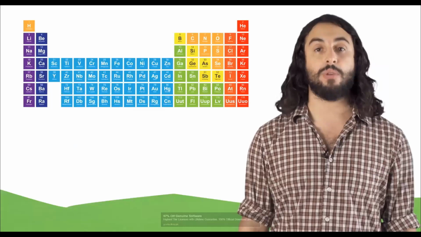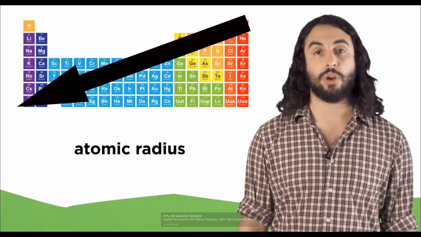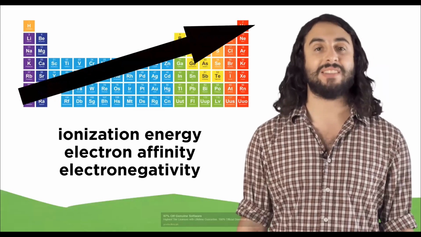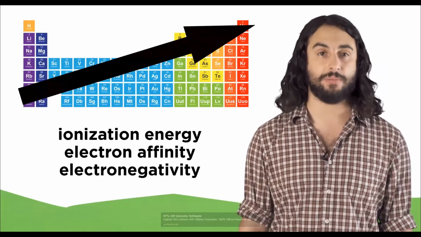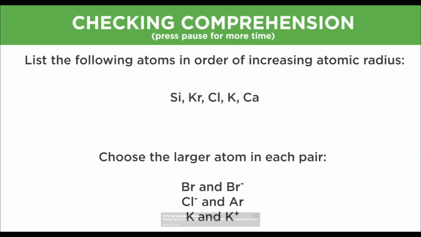So the trends to remember are atomic radius, which goes this way, as well as ionization energy, electron affinity, and electronegativity, which all go this way. Let's check comprehension.